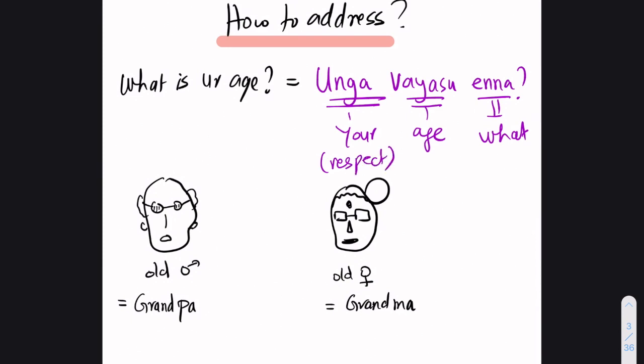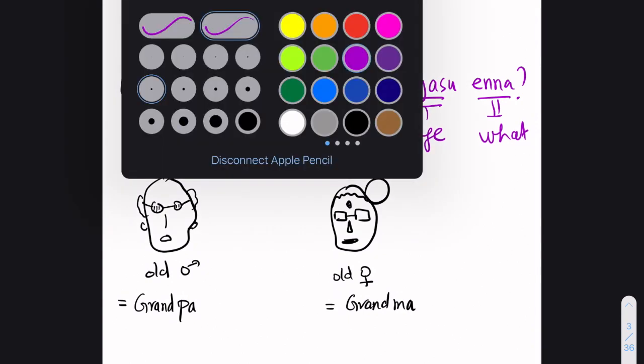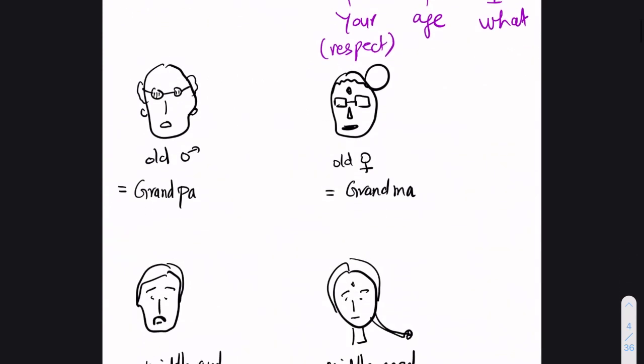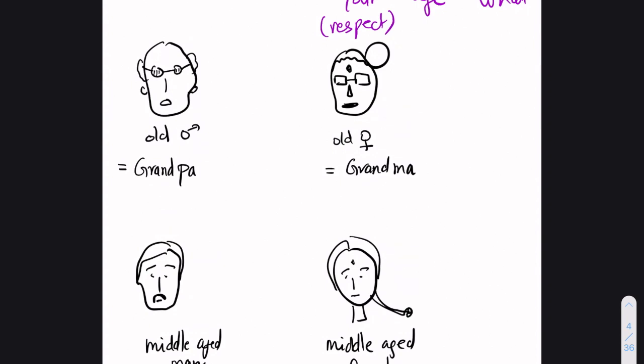Always understand that when you use the word unga, you are giving some respect to the patient. It's like using the word ji. Unga, ninga, vanga, ponga. With that basic, we'll see how to address each one of them. If you see a patient who is an old man, you call him grandpa. In Tamil, we call it thatha.